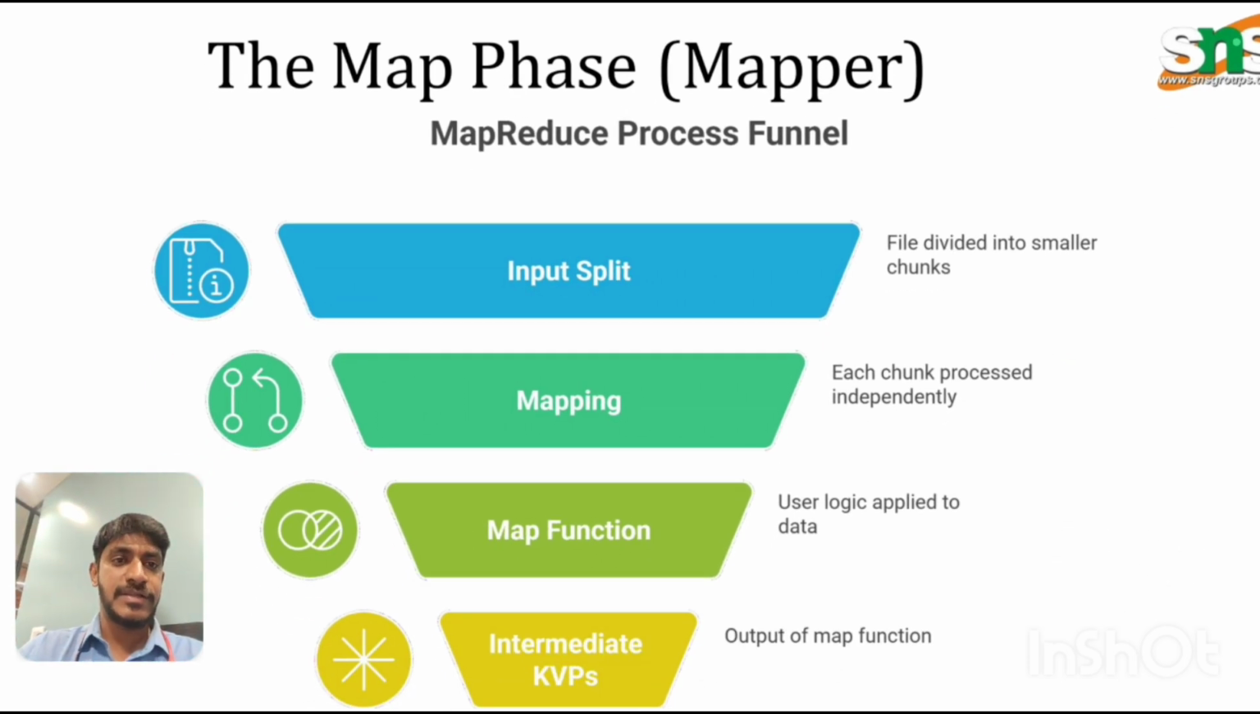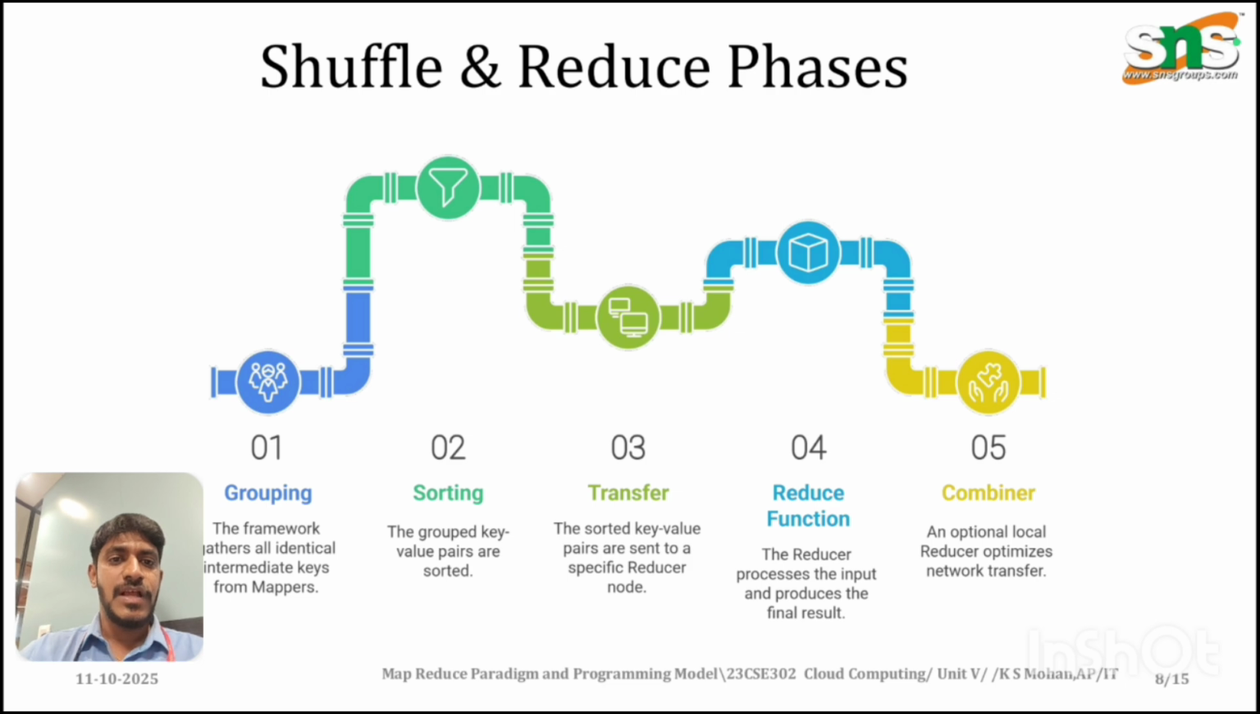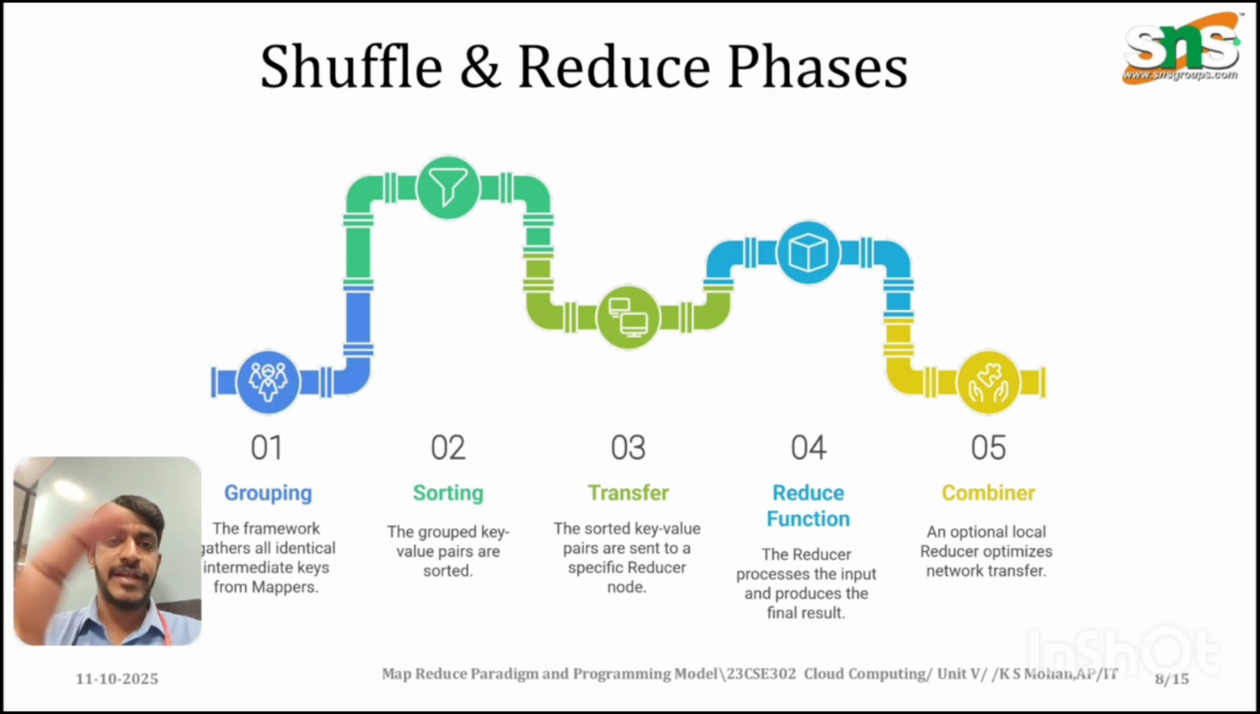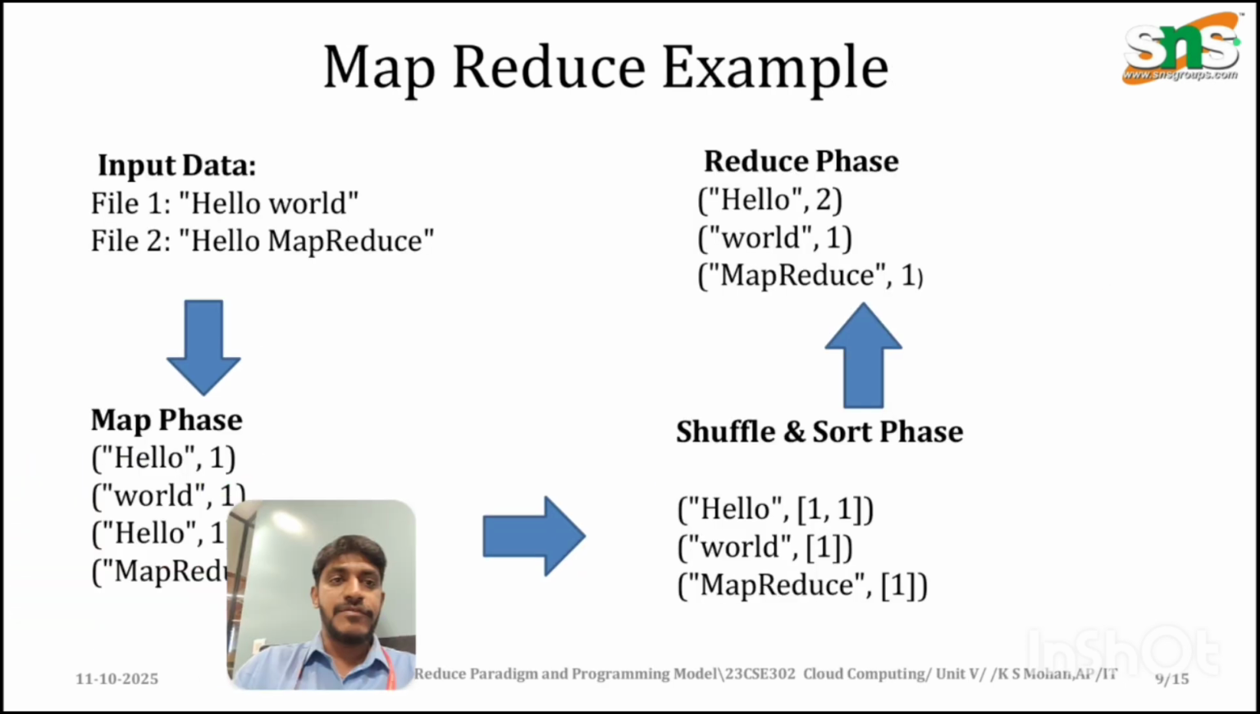It takes an input split, performs mapping with the map function, and produces intermediate output as part of the MapReduce process funnel. We also have the shuffle and reduce phases, which involve grouping, sorting and transferring, reducing the large data into smaller results. MapReduce first does grouping, sorting, transfer, and then the reduce function. Lastly, the combiner provides optimal local reducers and combines network data before the reduce to optimize network transfer.